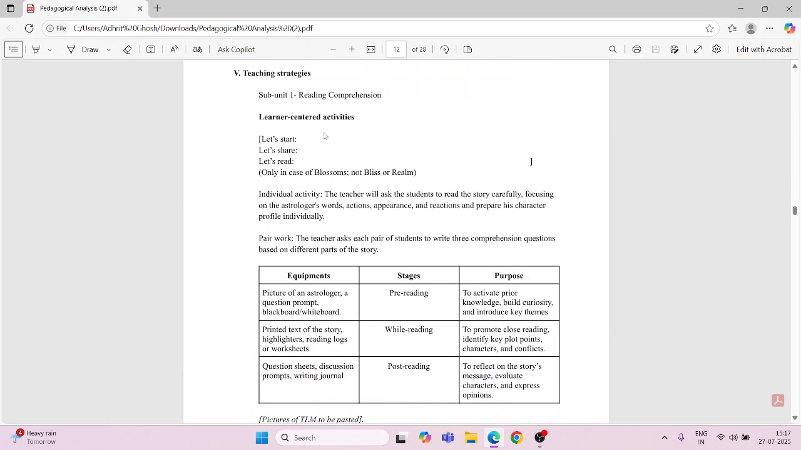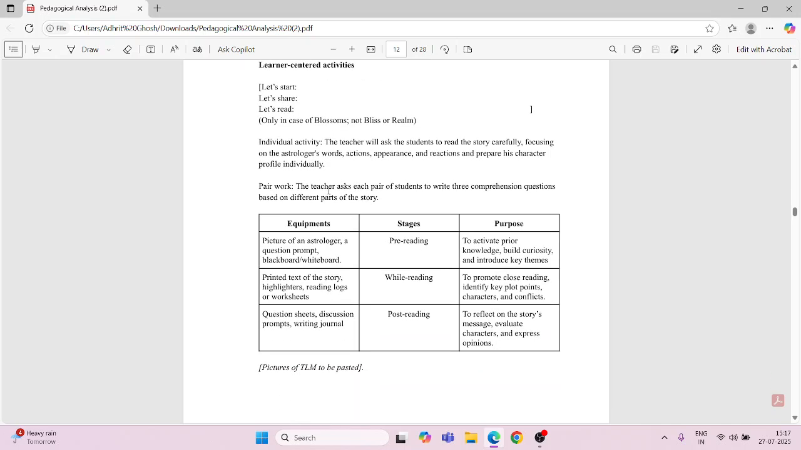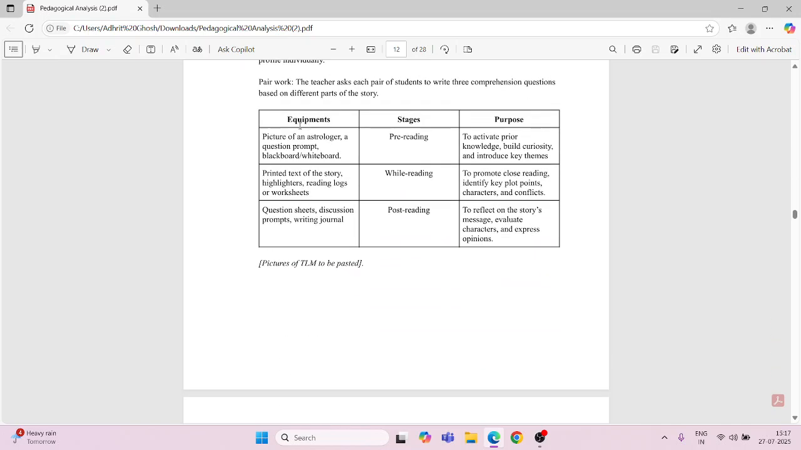We have to note down some learner centered teaching activities. You can do it in the patterns of let's start, let's share, let's read, based on blossoms, or else you can just move on and write down individual activity or pair work or group work or whatever you give to the students to do while doing reading comprehension. In this section, you have to note down whatever equipment or TLM you're using in the pre-reading, while reading, and post-reading stages, and what purpose they are serving.